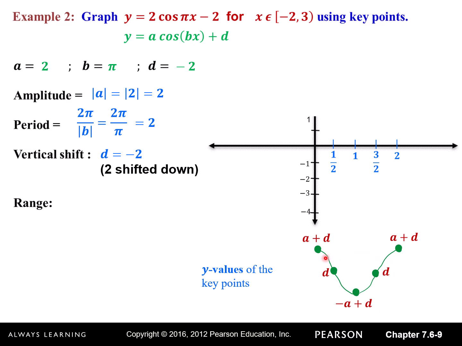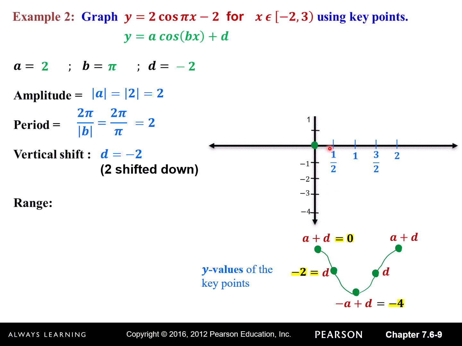And then let us identify the value of d first. The d is minus 2. So this is equal to minus 2, same as this. And then a plus d, we're adding a and d, which is 0. And then negative a plus d, you will get the negative of 2. So negative 2 added by negative 2 will give us a negative 4. So the first y value is 0 for x equal to 0. So we will have 0, 0. So that's the first point.